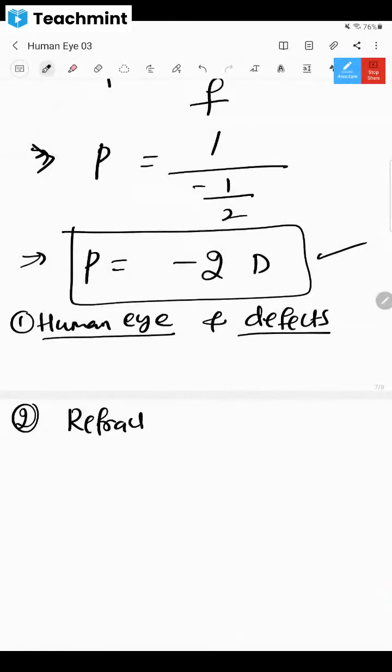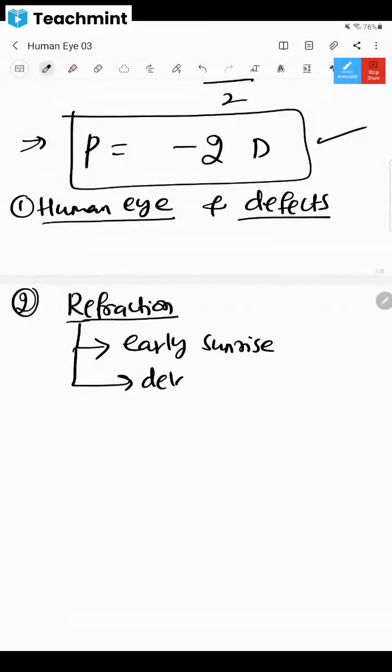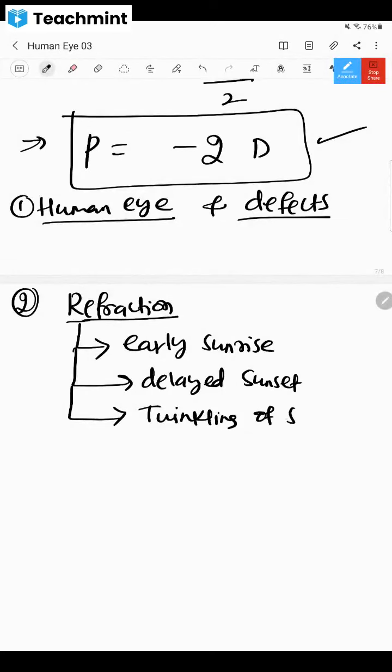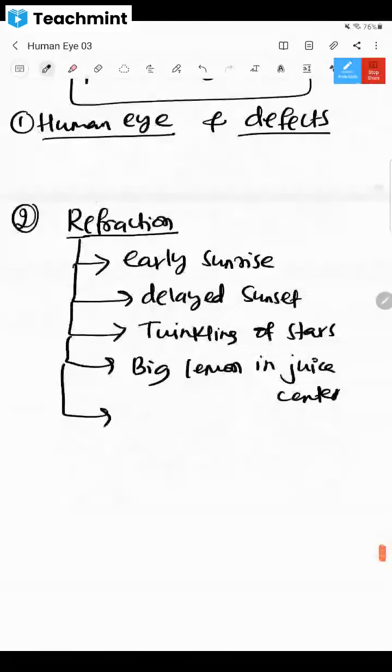In the colorful world, we talked about refraction. The phenomena due to refraction are early sunrise, then a delayed sunset. Correct, no? Then twinkling of stars. Big lemon in a juice center, we talked about this also. Next, the uplifted letters in the principal's chamber.